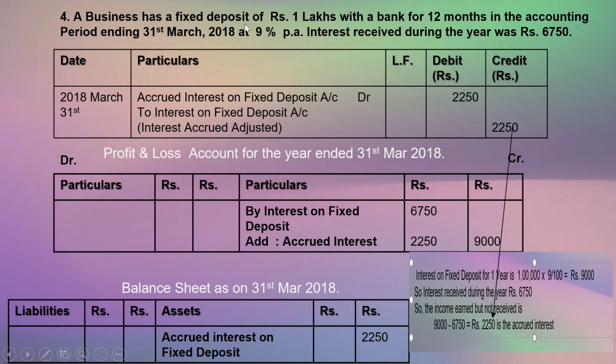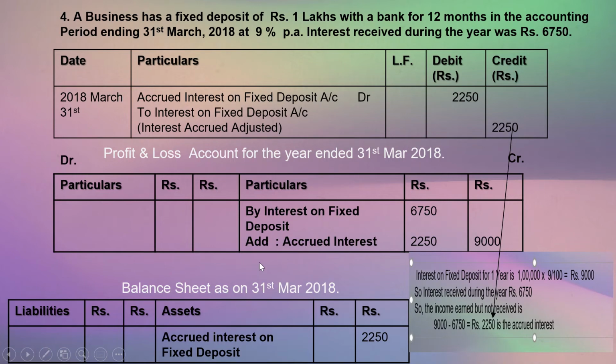Example I'll show. A business has a fixed deposit of 1 lakh with the bank for a 12 month period. At a 9% rate they should receive interest, but they have received only 6,750 rupees. So we are doing the calculation here. For 1 lakh at 9%, how much would be the interest? Actually 9,000 rupees we should receive, but we have received only 6,750. So you subtract and find the difference. This would be the outstanding interest.